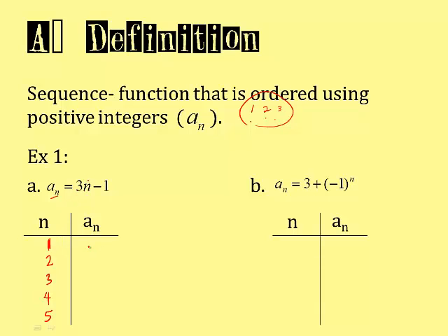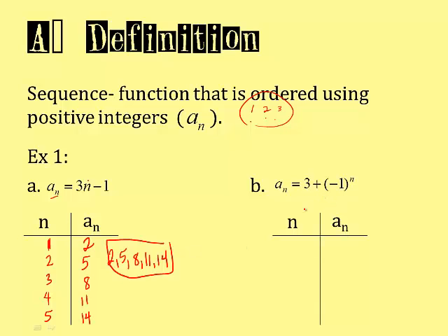3 times 1 is 3 minus 1 is 2. Plug in a 2. 3 times 2 is 6 minus 1 is 5. 3 times 3 is 9 minus 1 is 8. 3 times 4 is 12 minus 1 is 11. And 3 times 5 is 15 minus 1 is 14. So the first 5 terms of my sequence would be 2, 5, 8, 11, 14. A lot of your problems today are just going to ask for the first 5 terms.